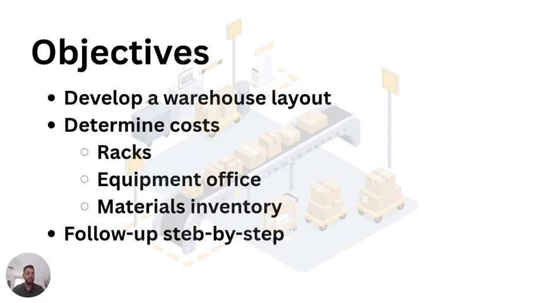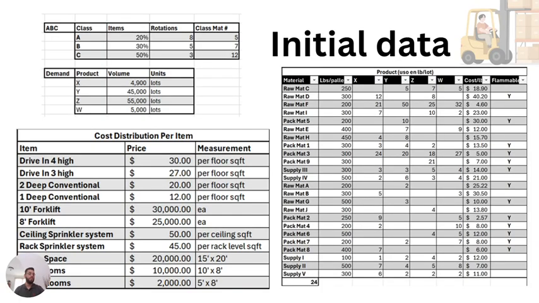The objective for this presentation is to develop a warehouse layout. The way we'll develop this warehouse layout is by determining the cost of racks, equipment, office, and materials inventory. In this presentation, we'll also do a step-by-step follow-up of all the process we did to get to this warehouse layout. For this project, we were provided initial data.